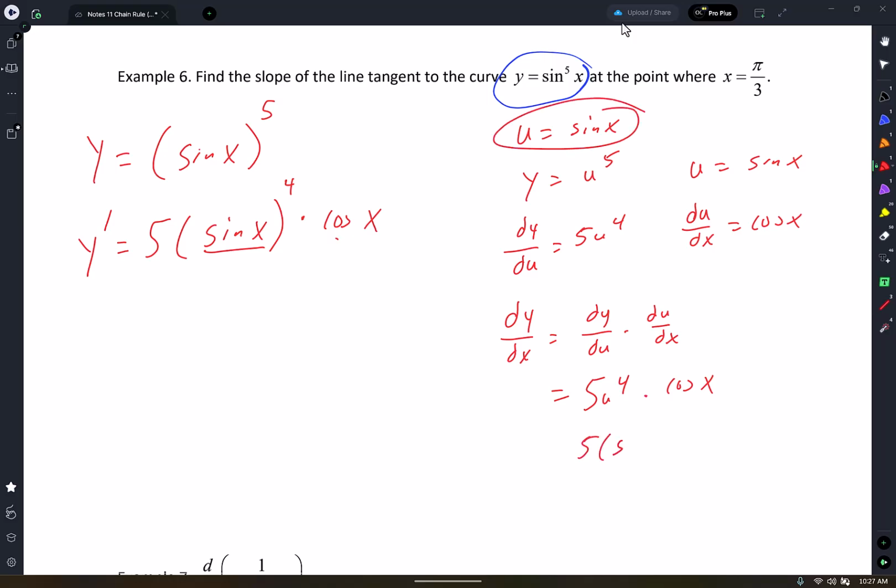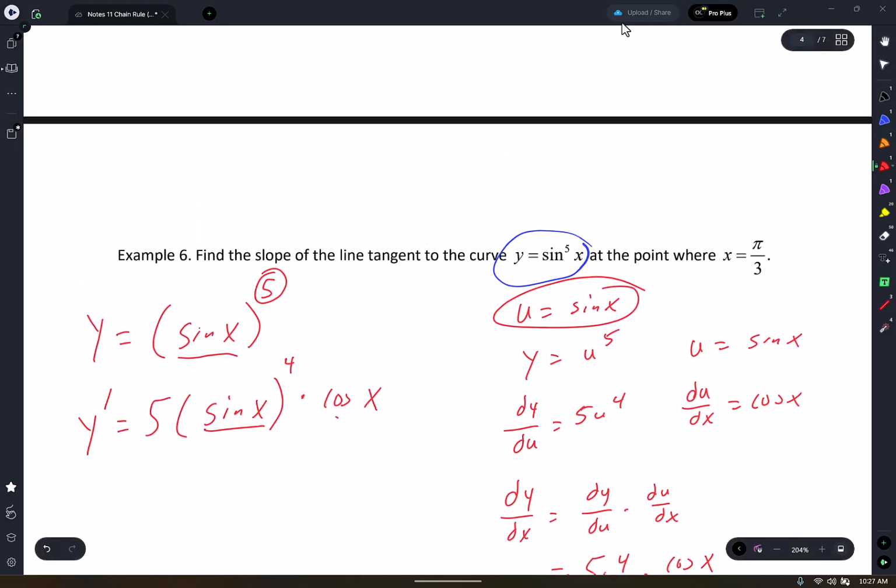How do we know that u is sine x? How do you know you use this rule? Oh, because I have an inside, and I want to take the derivative. But I swear we just used to do like 5 sine and 4 x.